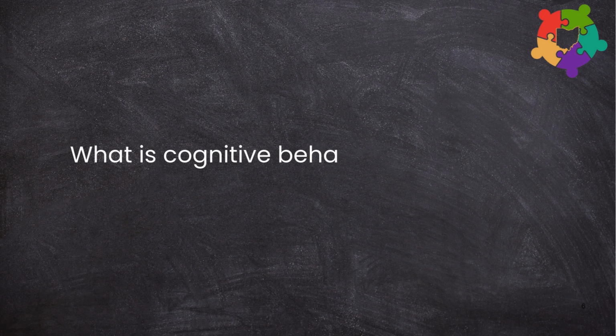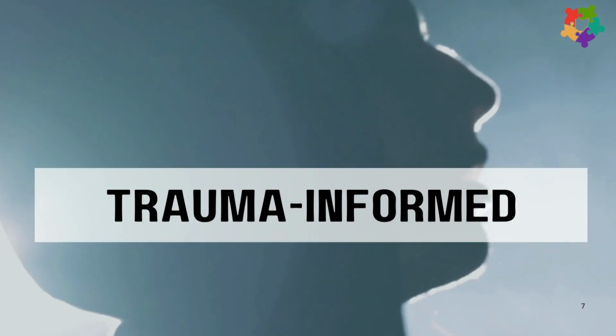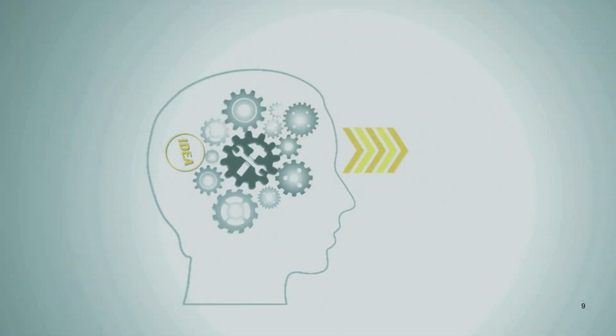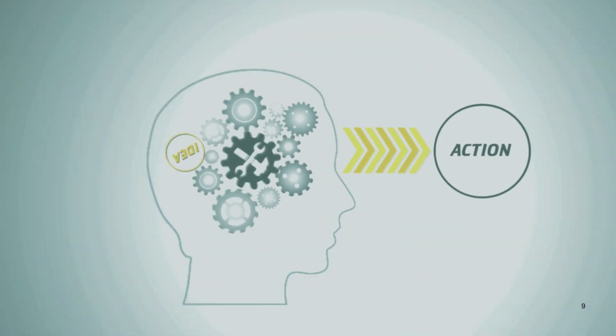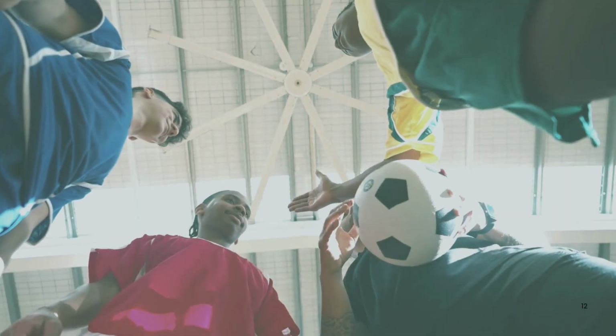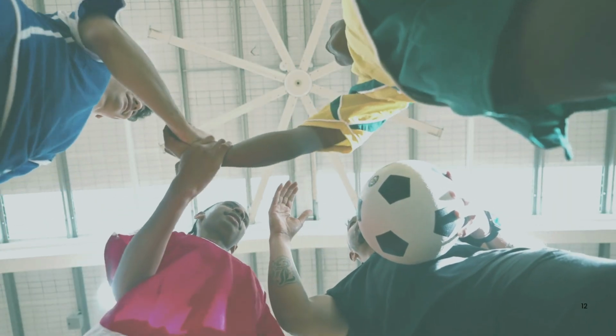What is cognitive behavioral instruction? CBI is a trauma-informed method of teaching that helps students understand how their thoughts and emotions affect their actions. Students learn to monitor their thoughts and mindset. Once they become more self-aware, students can use strategies that will help them be more successful both inside and outside of the classroom.